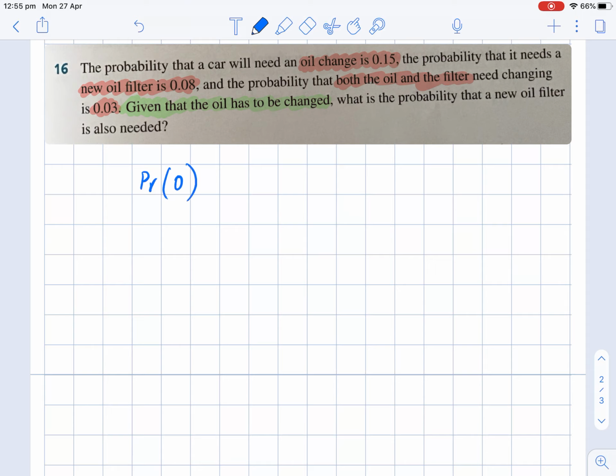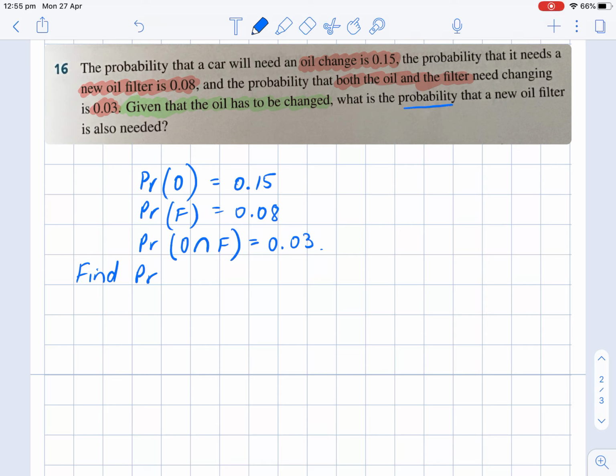I'm going to use O for oil. So the probability of oil is 0.15. The probability of a filter is 0.08. And the probability of oil and a filter is equal to 0.03. And we have to find the probability that a new oil filter is needed. So we need the probability of a filter given that it needs oil.